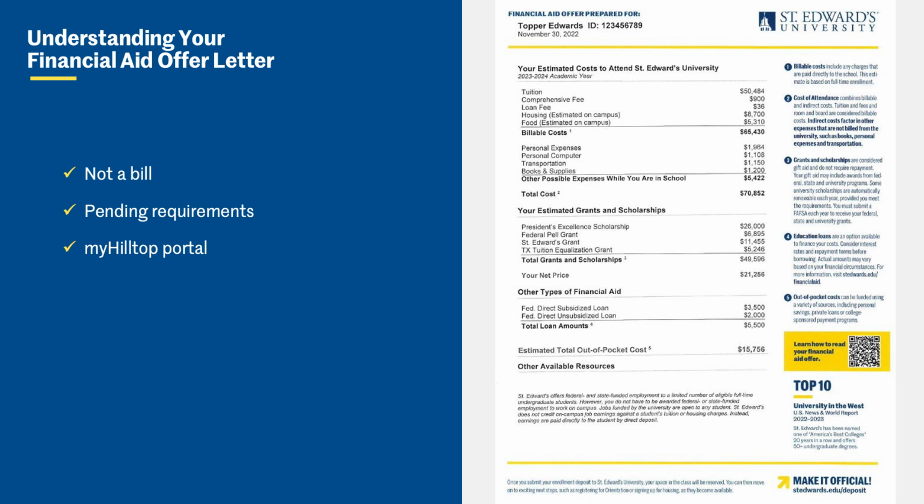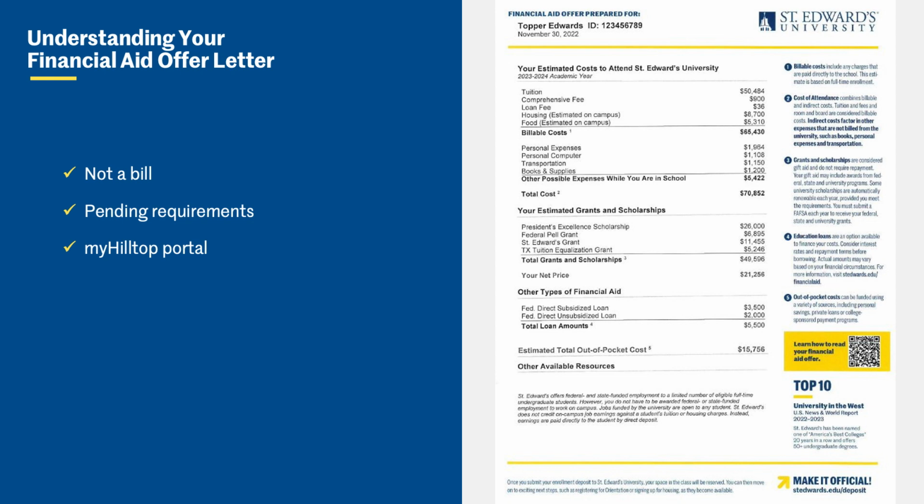Before reviewing the financial aid offer, it is important to know that this is not a bill. It is the financial aid you have been offered, pending completion of all outstanding financial aid requirements for the academic year. You can resolve these outstanding requirements in your My Hilltop portal. The actual bill with your specific charges is generally available after July 4th if you enroll on time for the fall semester.